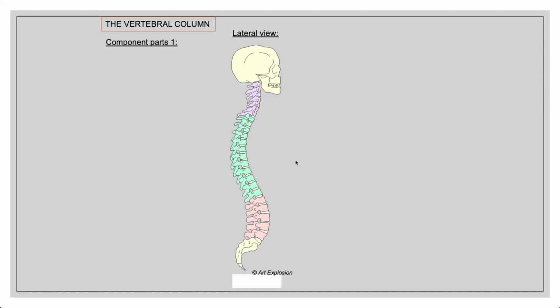Now let's start talking about the vertebrae. This is the skull and this is the mandible, and look at it. These vertebrae are not straight. These are small bones which have been joined together, and they have been given different colors.